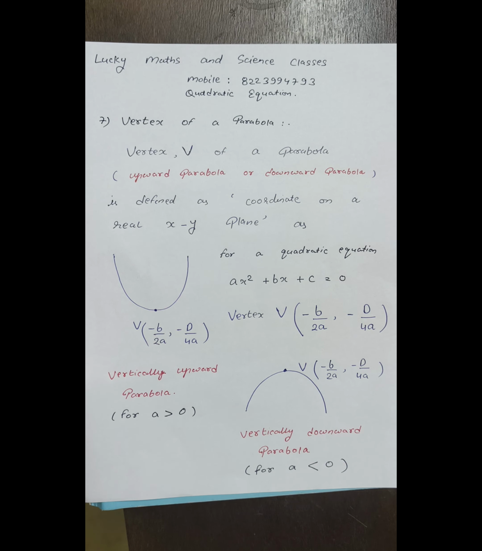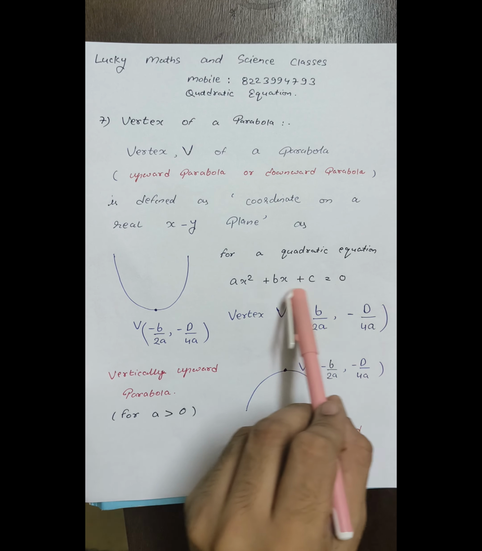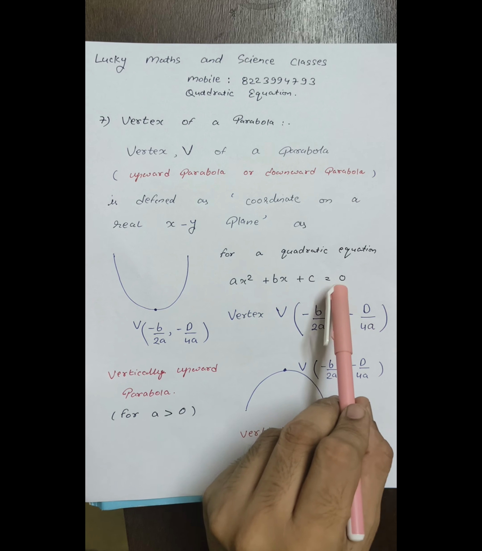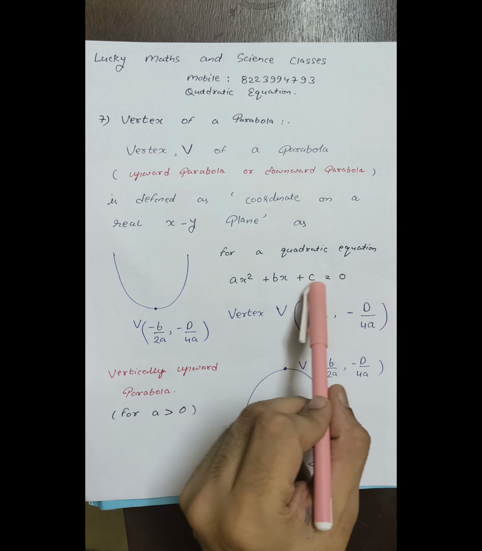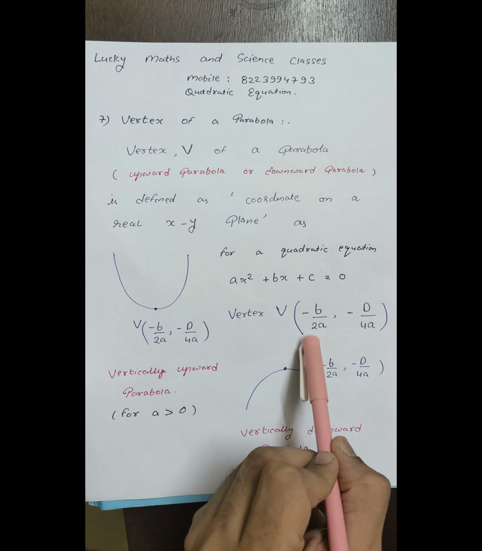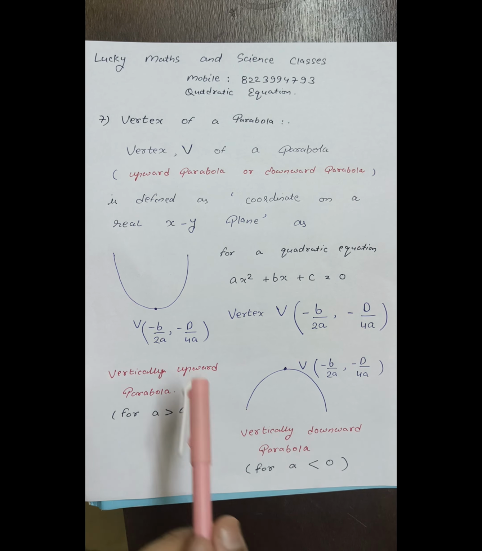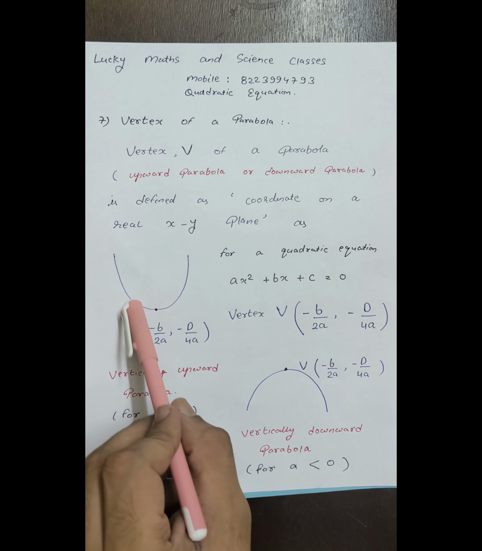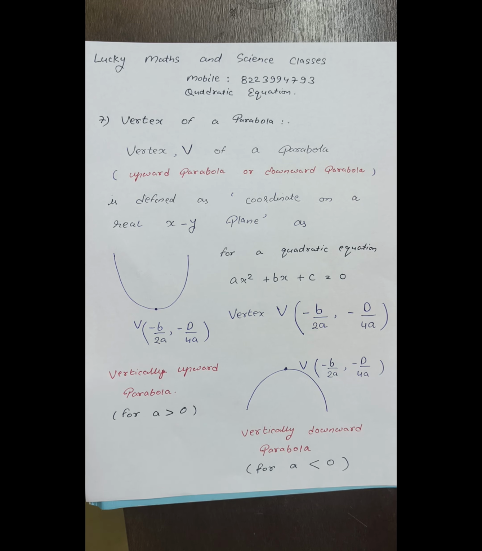Vertex is a coordinate on a real xy plane. Now see, if we have this equation given, ax square plus bx plus c equal to 0, then what is the vertex of a parabola? It is simply a coordinate defined as x will be minus b upon 2a and y will be minus d upon 4a. Either it is a vertically upward parabola or a vertically downward parabola.